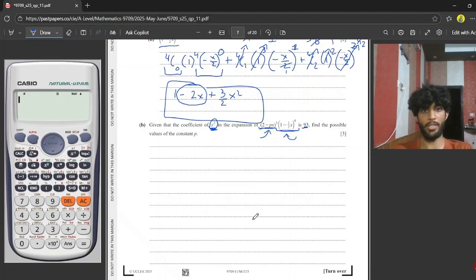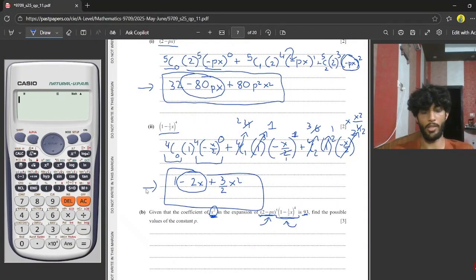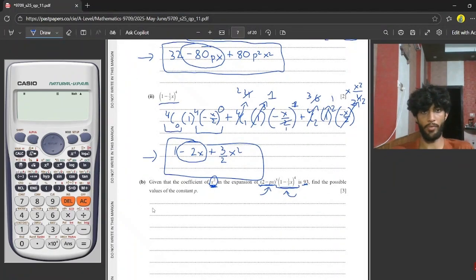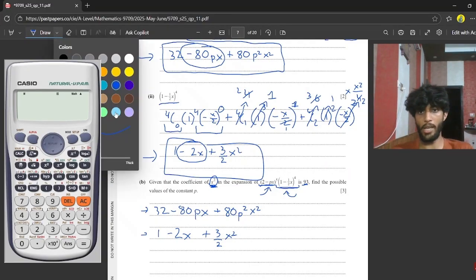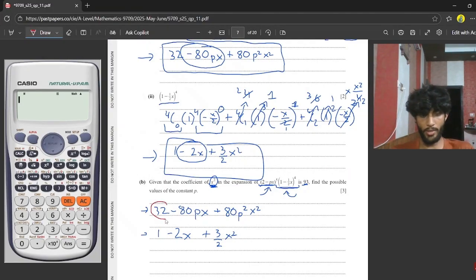So if you go to these two parts, the reason they made you do all of this is going to make sense in just a bit. From expanding the first bracket, you have 32 minus 80px plus 80p squared x squared, and from expanding the second bracket, you have 1 minus 2x plus 3 by 2 x squared. Now, you have to multiply these things in such a way that the expression you get will only have x squared, nothing other than x squared. And how do you do that? Well, you multiply the first term, which does not have an x, with the last term, which already has an x squared. So these two things are going to multiply and give you something that only has an x squared.